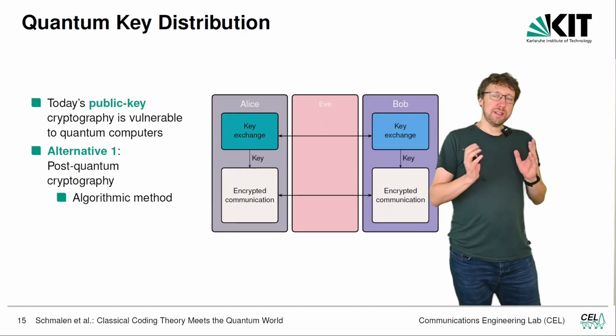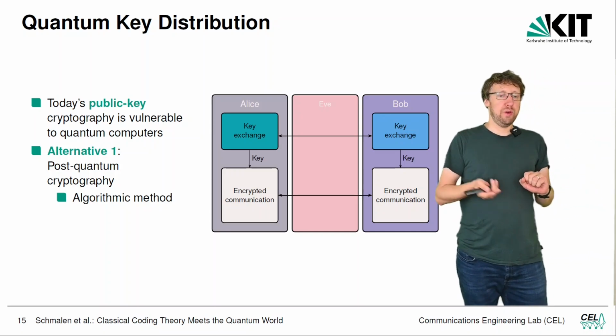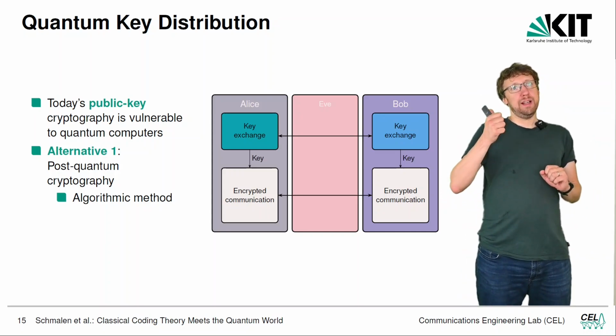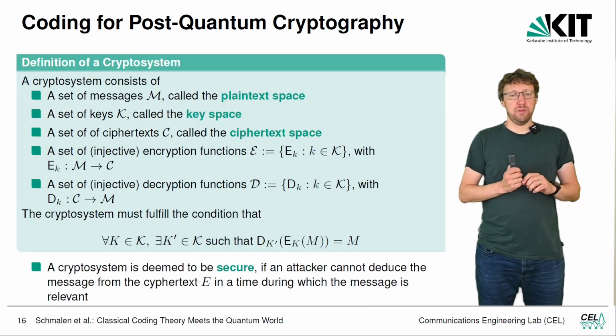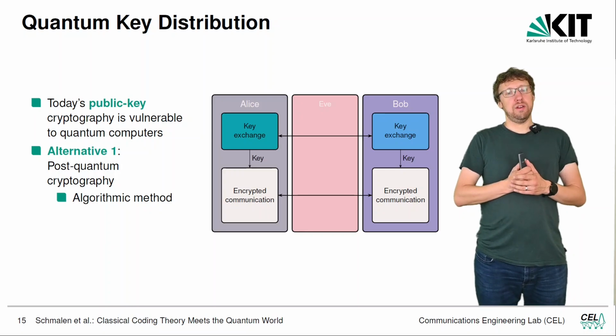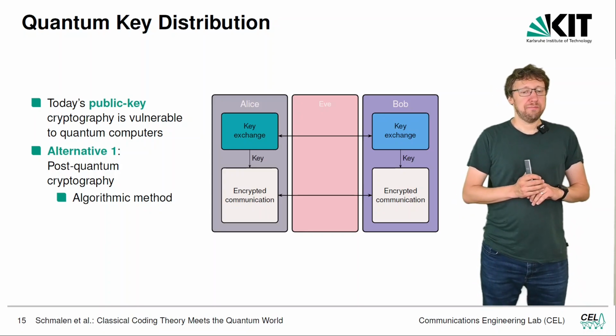So we're going to see in this talk two alternatives that are not yet challenged by a quantum computer. The first one is an algorithmic method called post-quantum cryptography, and the second one is a method called quantum key distribution. Let's dive into the first method, the algorithmic method.